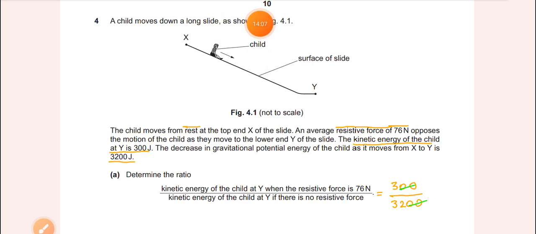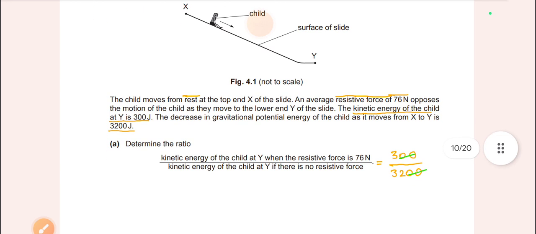In the next part, the child is coming downwards, from point X to Y, and at X it was at rest. Average resistive force is 75. That is going to be friction for solid surfaces, and the kinetic energy of the child at Y is 300. That is very important. I have a habit of underlining or highlighting all the important data. You should also do that when you are solving or answering a question. The kinetic energy is 300.